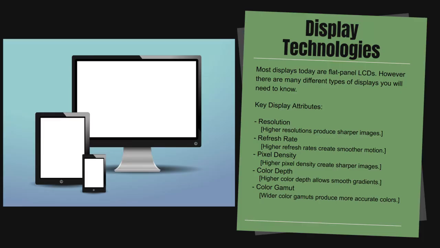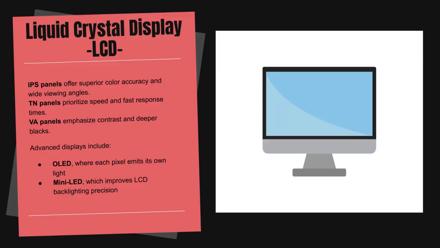Now, we're going to dive into display technologies. Most displays today are flat panel LCDs, but not all LCDs are the same. There's IPS panels, which offer superior color accuracy and wide viewing angles. TN panels prioritize speed and fast response time. VA panels emphasize contrast and deeper blacks.